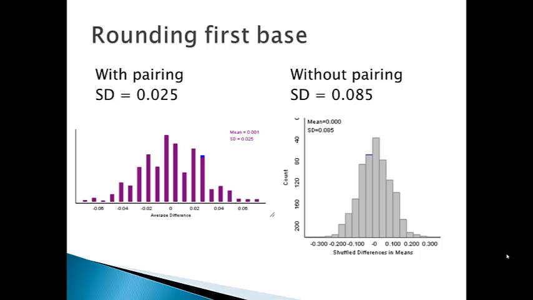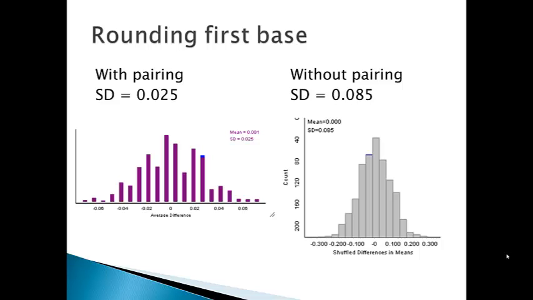Here, the standard deviation, or the variability under the null hypothesis, is 0.025. Now contrast this to the standard deviation of the null distribution without pairing. So this would be equivalent to a study where we had 44 runners, 22 ran with the narrow angle, 22 ran with the wide angle. Here, the standard deviation is 0.085. In other words, the variability is quite a bit larger.